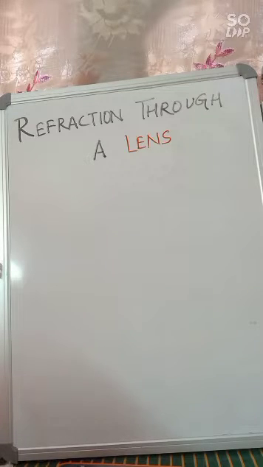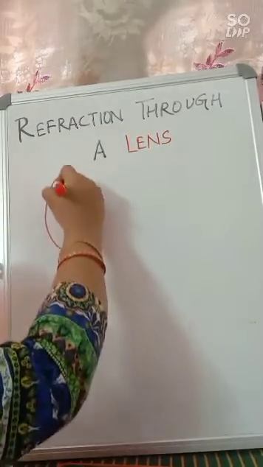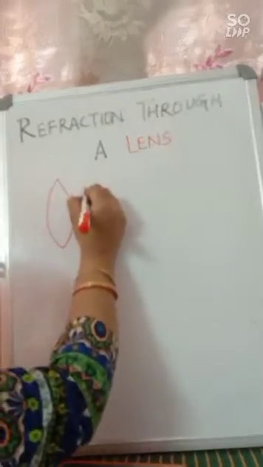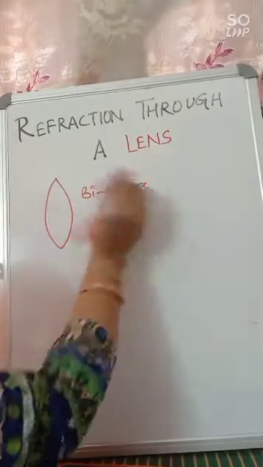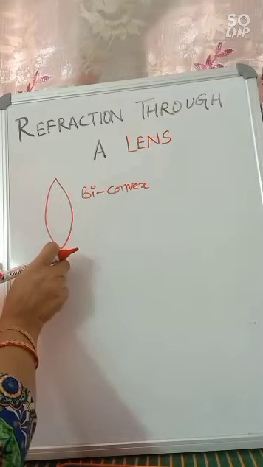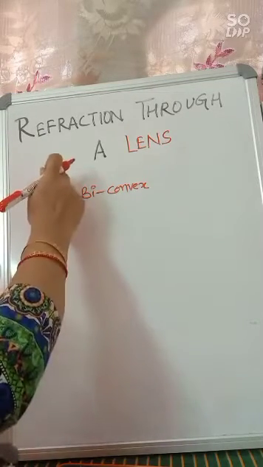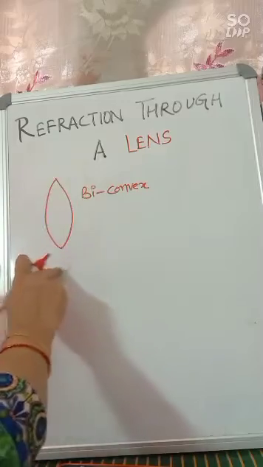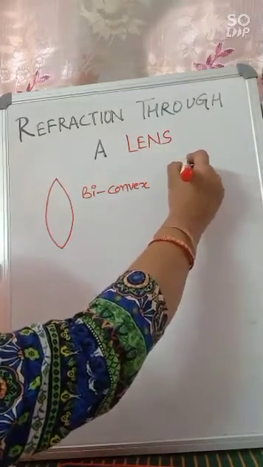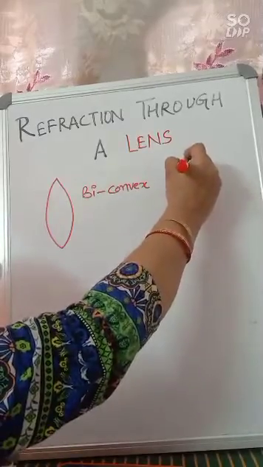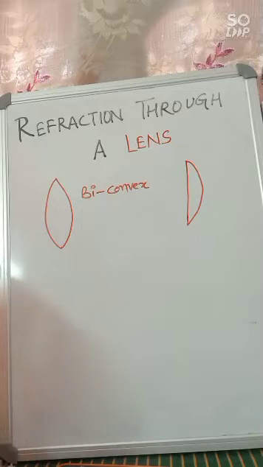We have a biconvex. This is your biconvex, right? Now the two surfaces, they are bulged out, right? Bulged out in the center and it is tapering at the ends. And then we have a plano-convex. This is your plano-convex, right?